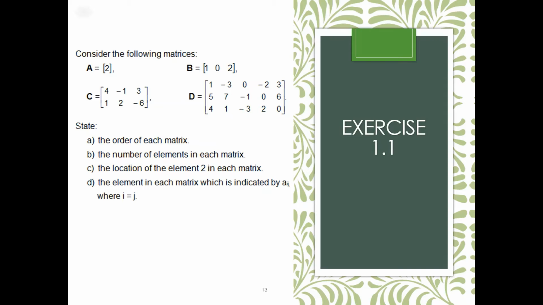For the last question, you need to state the element in each matrix which is indicated by Aij, where i equal to j. For example, A11, A22, A33, and so on. Therefore, for matrix A, A11 is given by 2. Matrix B, B11 is 1. Matrix C, C11 is 4, and C22 is 2. And the last matrix D, D11 is 1, D22 is 7, and D33 is negative 3.